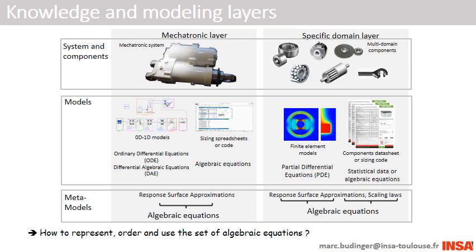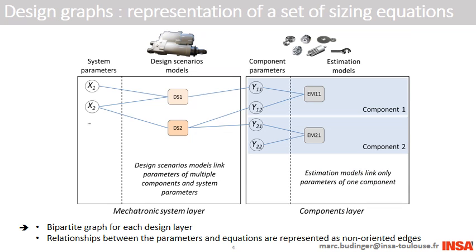Each of these layers can be represented by algebraic equations, such as scaling laws, or obtained if necessary thanks to regression on response surfaces. We generally have one set of equations that we must put in order to have a sizing code. The first step we advise here is to graphically represent these equations in a bipartite double graph.